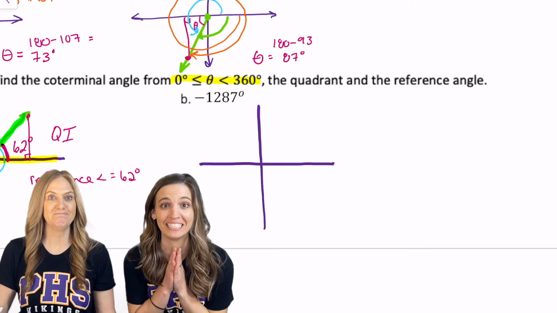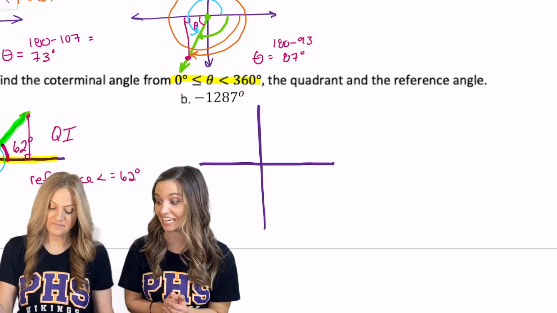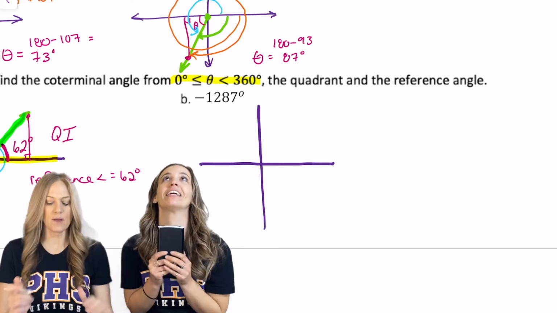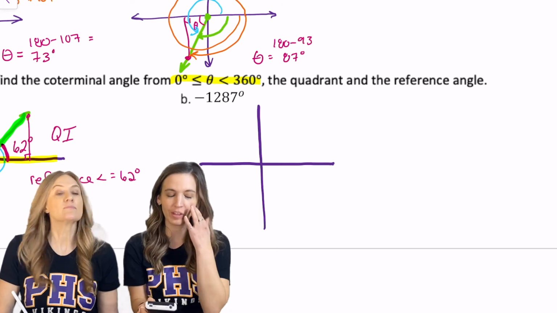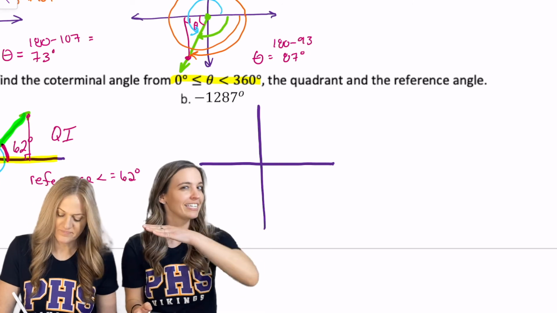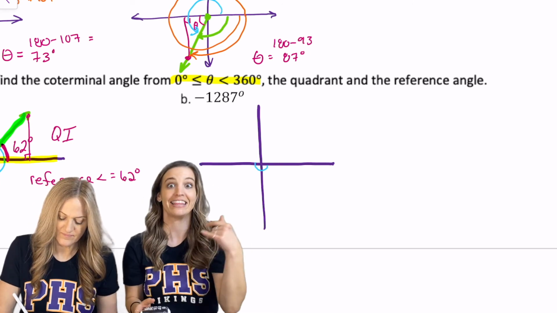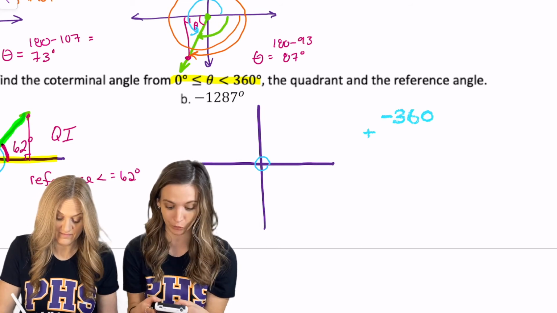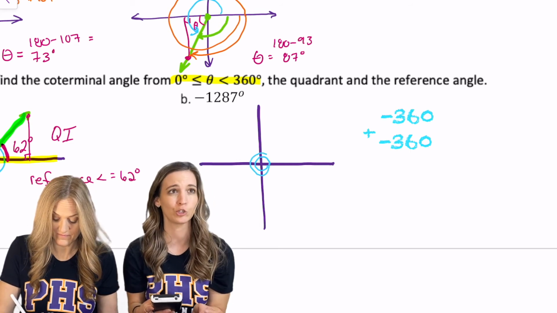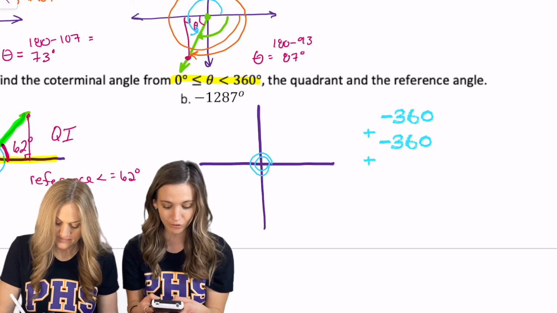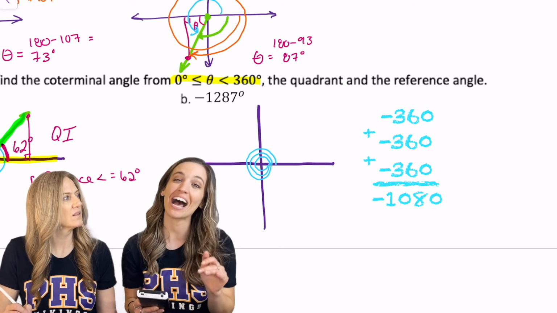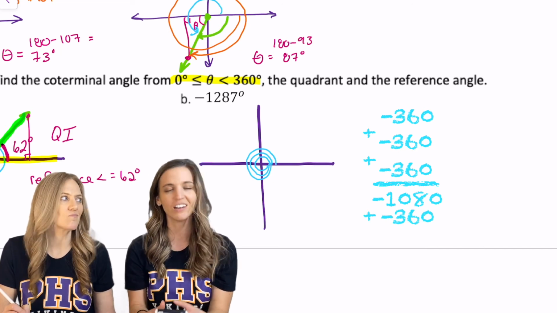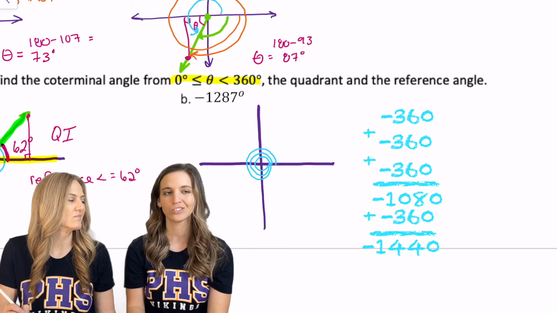Whoa, have you guys seen B yet? Negative 1,287? Yikes! Calculator, I'm gonna need you, old friend. Okay, it's a negative angle, so we know we're gonna start down first. We're trying to get to the thousands, so definitely go around the full 360. Plus another full 360 takes us to negative 720. I need more. Add another 360, I'm at negative 1,080. Oh, I still need a little bit more than that. If I go a full 360, I'm negative 1,440 degrees.